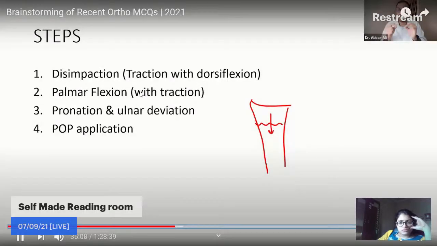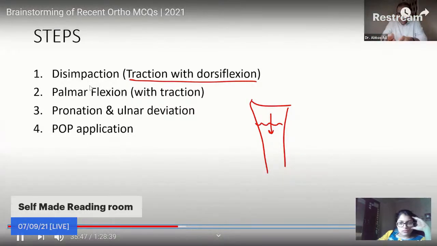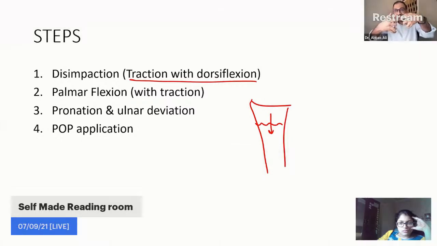So I'm talking about the steps of reduction. I'm not talking about the position of the cast. The steps of reduction is to disimpact. That is apply traction. Now when you're applying traction, you do dorsiflexion. The fracture fragment is already in dorsiflexion. Why do you want to do more dorsiflexion? Because the fracture fragments are supposed to be entangled with each other. If you just do traction, it will not come. So you have to first give traction to disimpact it and then do dorsiflexion to free it. So you're exaggerating the Colles fracture deformity. So traction with dorsiflexion. The fragment was already dorsiflexed. You're giving traction and dorsiflexion, exaggerating the deformity, thereby disimpacting the fracture.